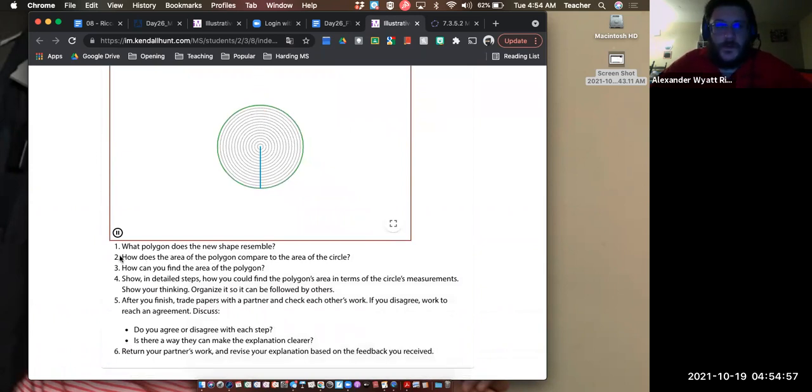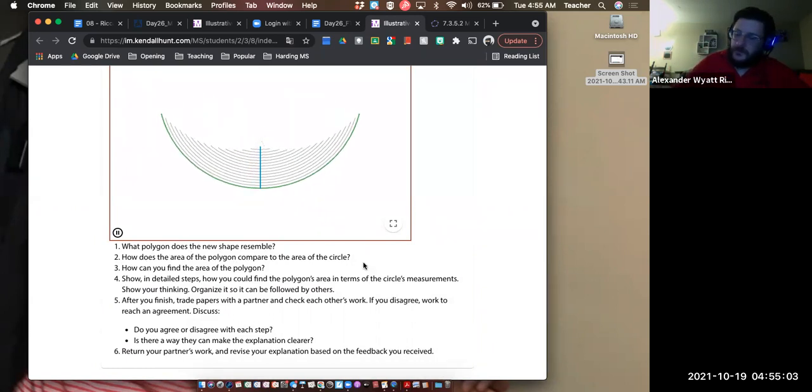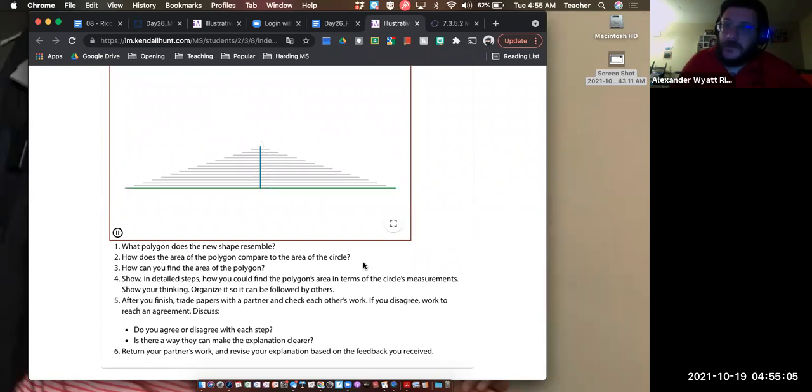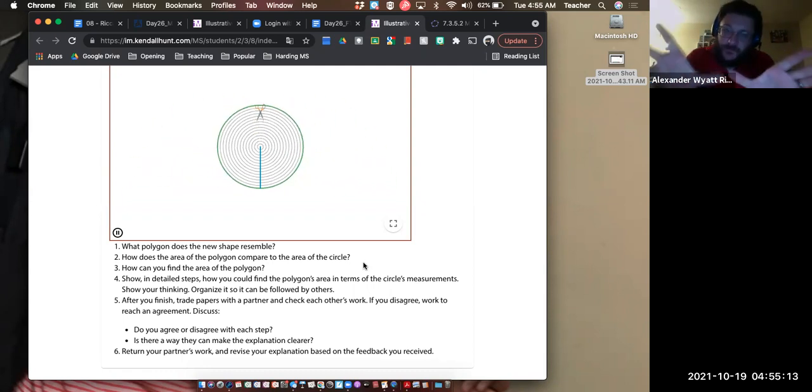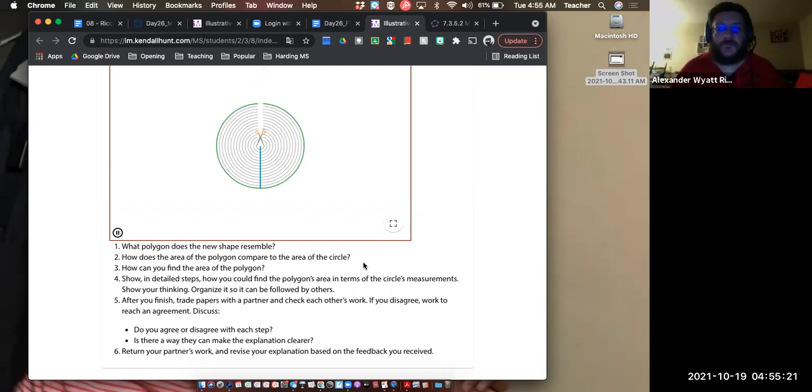That's a triangle. How does the area of the polygon compare to the area of the circle? Half the base times the height is equal to half the circumference times the radius. So half the base of the triangle, which is the circumference, times the height, right? How can you find the area of the polygon? Let's do the math, right? Show in detail how you could find the polygon's area in terms of the circle's measurements.